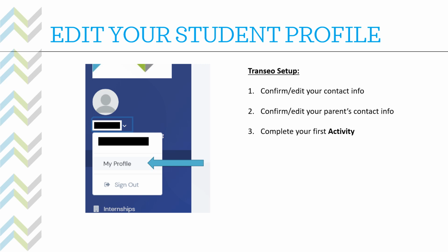The second thing is we need to confirm or edit your parents' contact info, because there are some permission slips coming down the pipe, and if your parents don't get those permission slips, then you can't participate in the program. And then the third thing is we want you to complete your first activity for us, which is a really simple way to introduce what it means to check off a task list in this system. So that's what we're going to do.